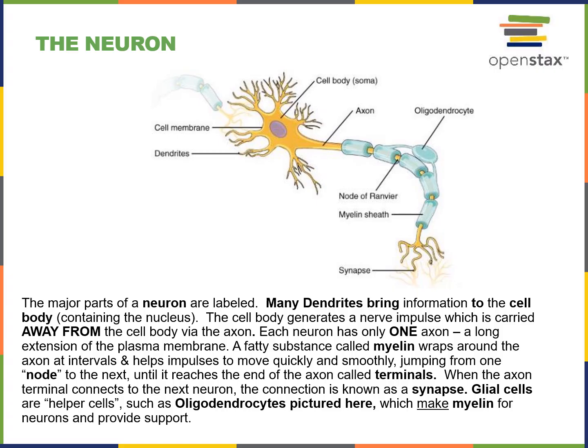This is a cell, and it's a typical eukaryotic cell. So it has a nucleus there. This is the cell membrane, the plasma membrane, this outer part, as you would expect. One part of the plasma membrane is stretched out, as you can see here, and that part is called the axon.